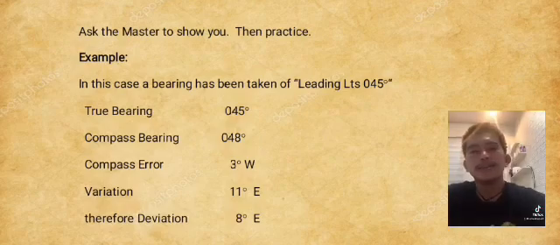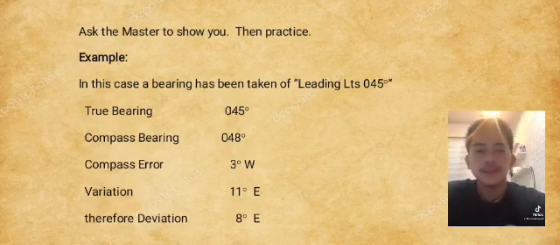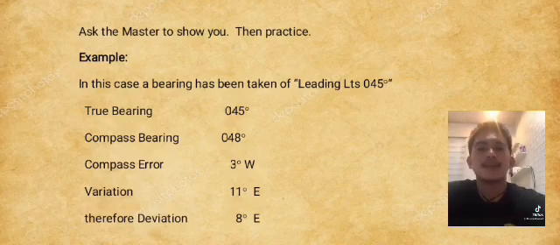Example: in this case, a bearing has been taken of the leading marks. Our true bearing is 045 degrees, and our compass bearing is 048 degrees, so our compass error is 3 degrees west, and our variation is 11 degrees east. Therefore, our deviation is 8 degrees east. Next slide.